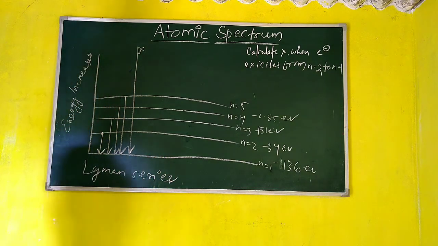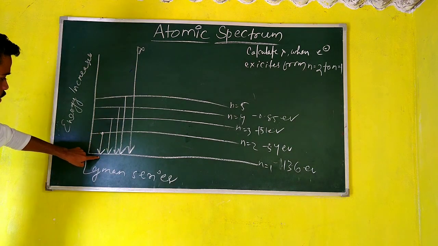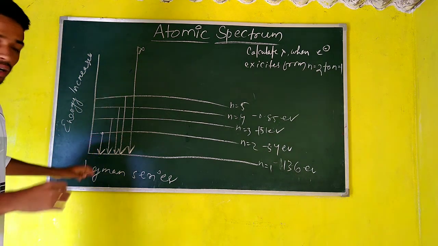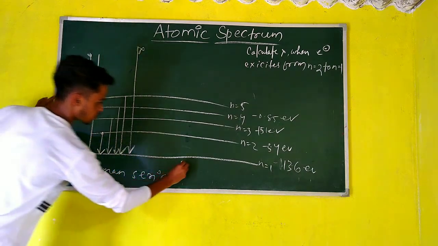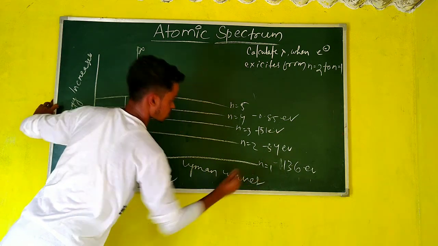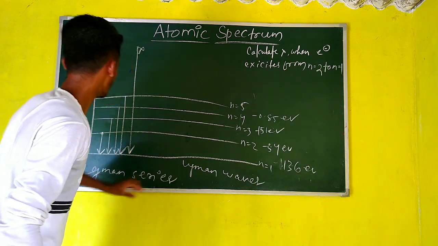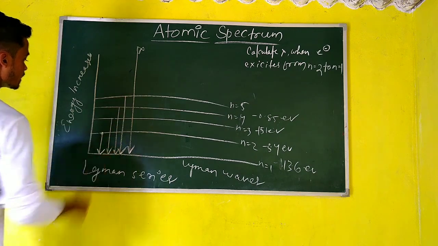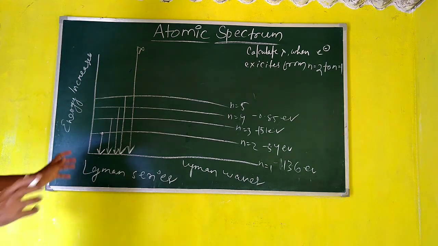Okay, and students, when this electron jumps from second energy level to first energy level, some energy is emitted and some waves or some radiations are also emitted, and these waves are called Lyman waves. And that spectrum is the Lyman series. And this spectrum is found only in the ultraviolet region.